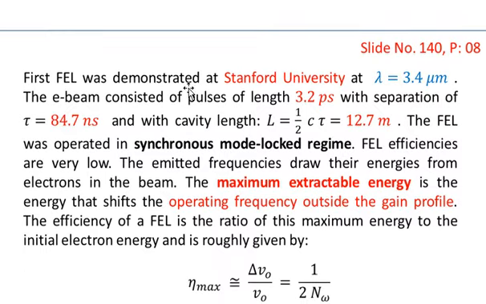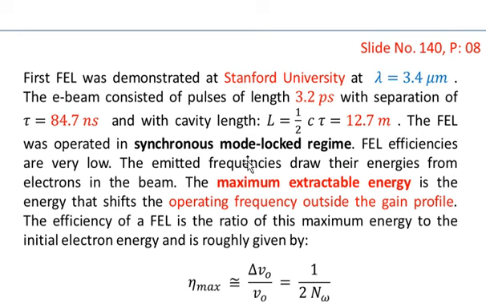The first FEL was demonstrated at Stanford University at lambda equal to 3.4 micron. The E-beam consisted of pulses of length 3.2 picosecond with the separation of pulses equal to 84.7 nanosecond, and with the cavity length capital L equal to half c into tau, which is 12.7 meter. The FEL was operated in synchronous mode locked regime.